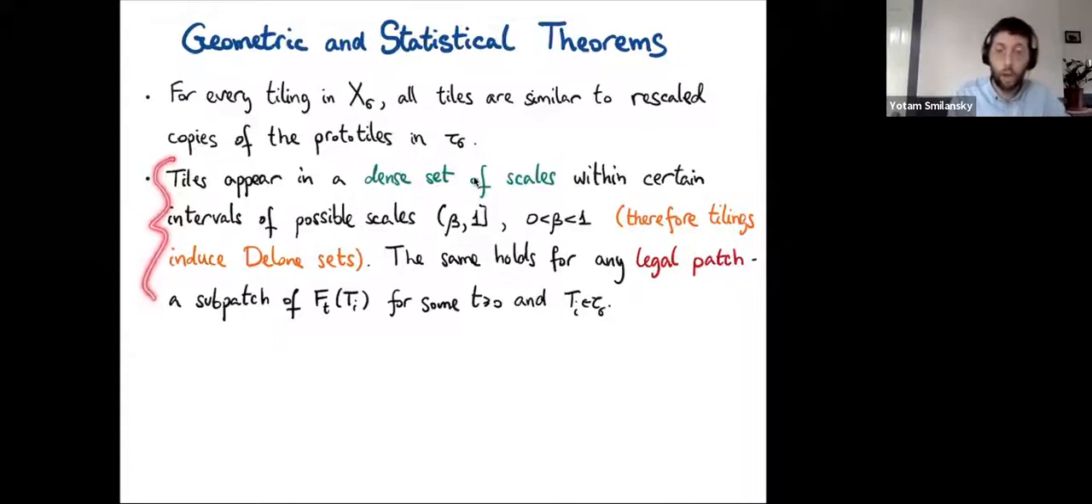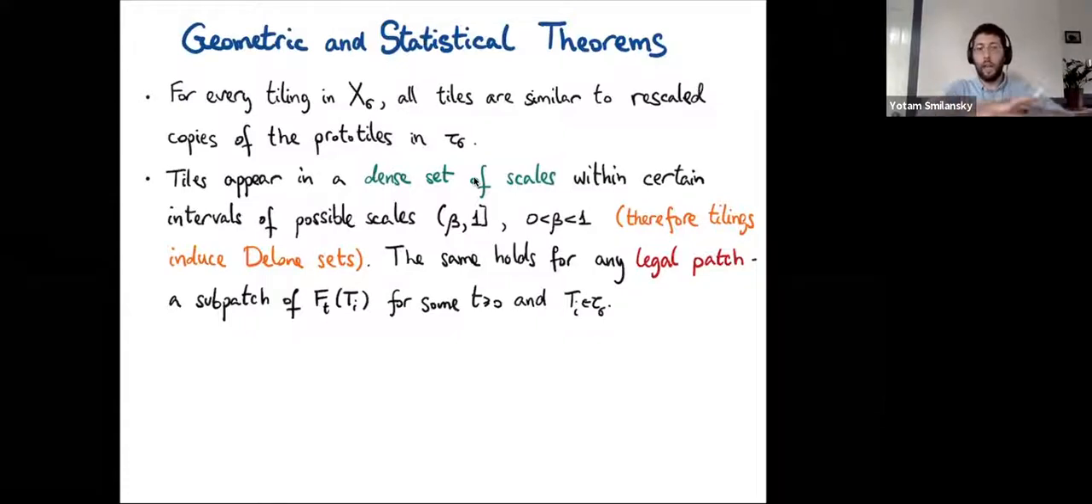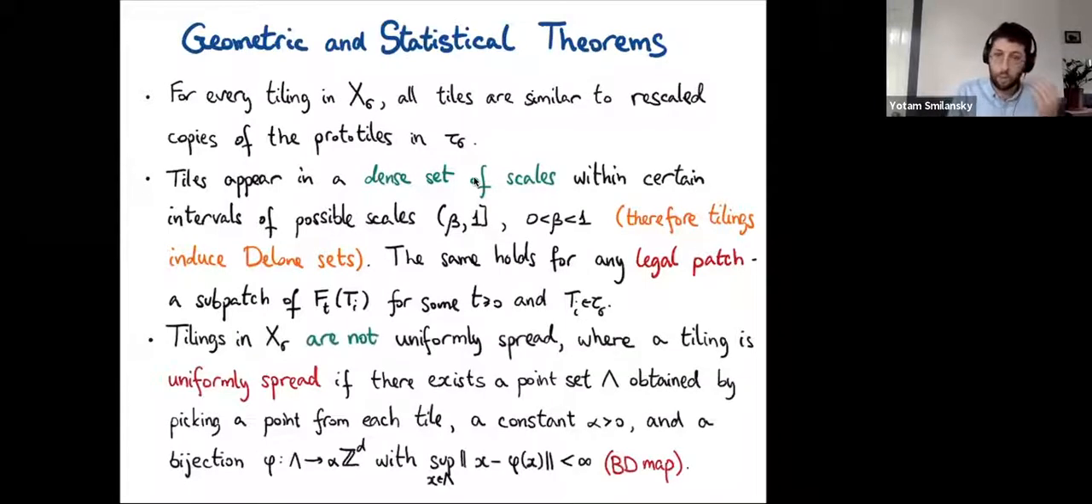Tiles are no longer always appearing at the same scale as in the classical theory. In fact, they appear in a dense set of scales. This is exactly the incommensurability. It means you keep on mixing your scales and you get a dense thing. So this is a new thing, a dense set of scales. But since this dense set of scales sits inside some interval of possible scales, we have a nice Delaunay set if we put a point in each tile. It's nicely spread. It's not too nicely spread.